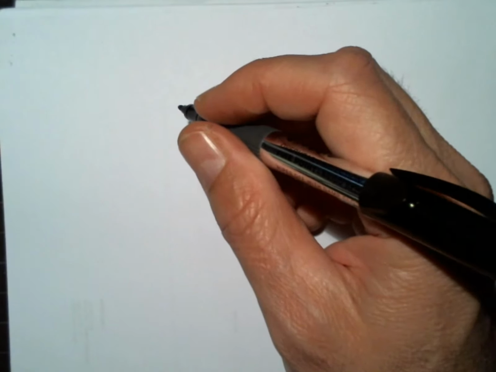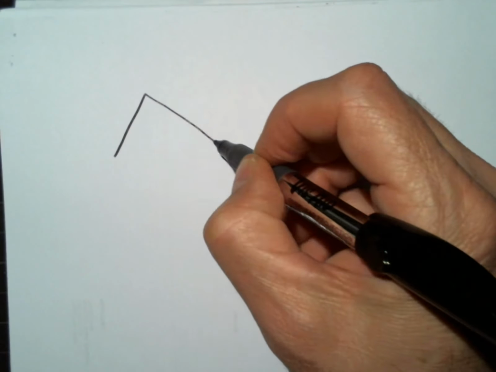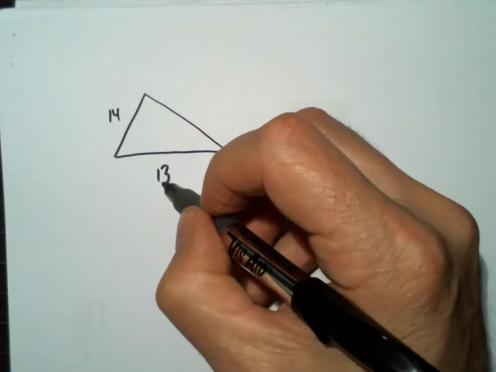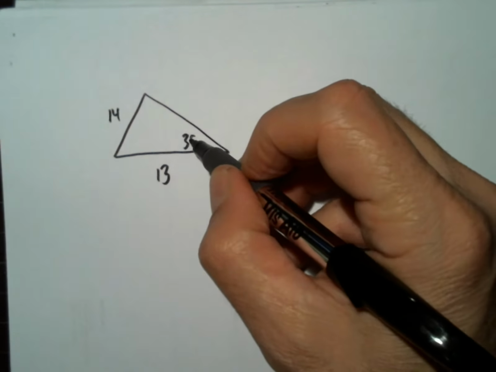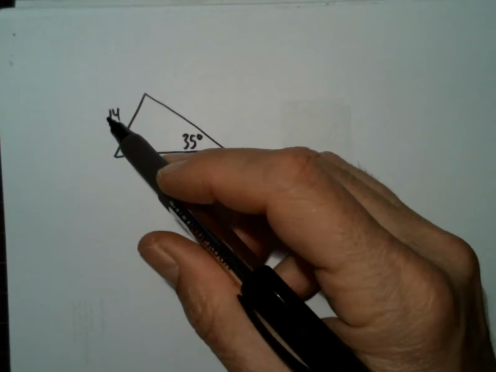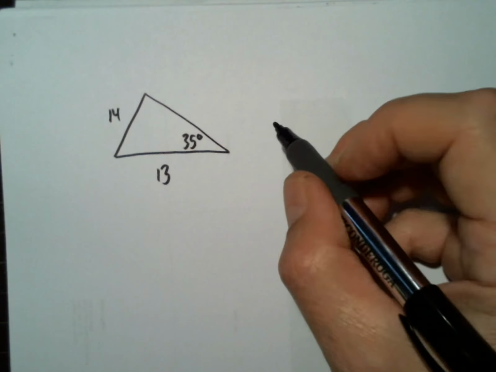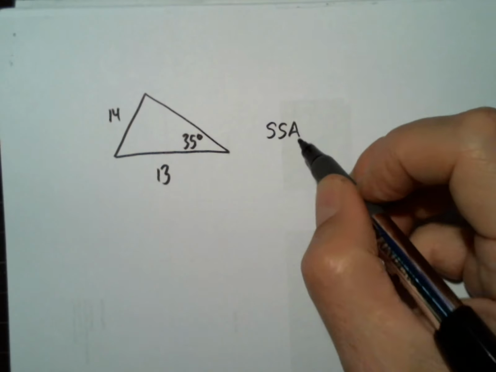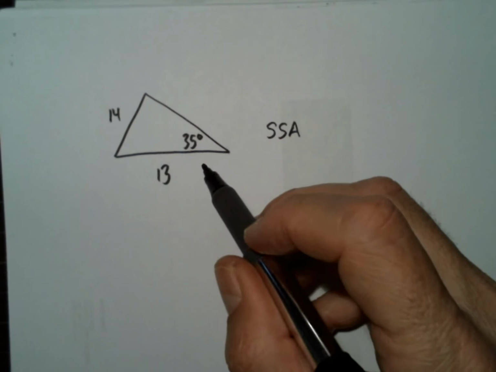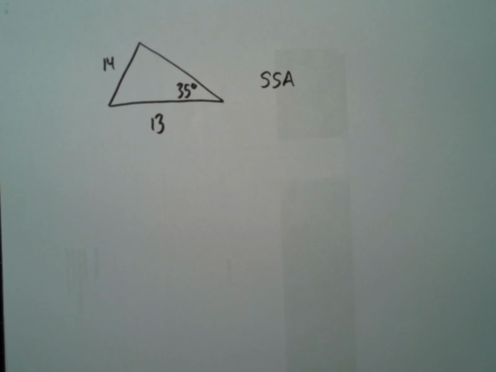And then we also want to be aware of some triangles that have more than one solution. So if we have this triangle, we could label that as a side-side angle. This can have 0, 1, or 2 solutions. So we have to be careful with that one.